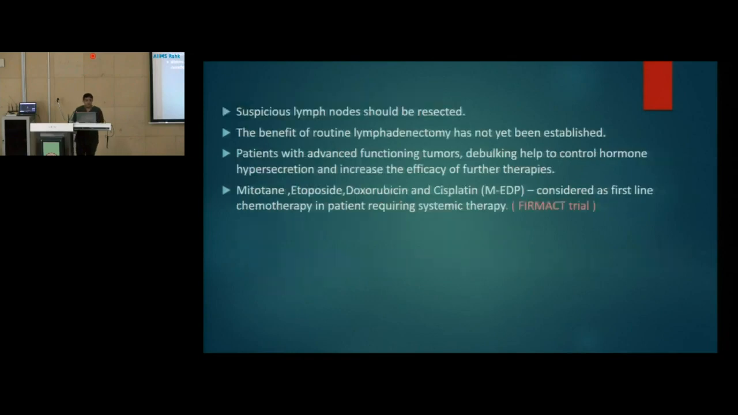All the suspicious lymph nodes should be resected, though the benefit of routine lymphadenectomy has not been established yet. In patients with advanced functioning tumors, debulking helps to control the hormone hypersecretion and also increases the efficacy of further therapies. The chemotherapy that has been considered as the first line is mitotane or EDP-M chemotherapy, which is composed of mitotane, etoposide, doxorubicin and cisplatin. It was based on the FIRM-ACT trial that was done.